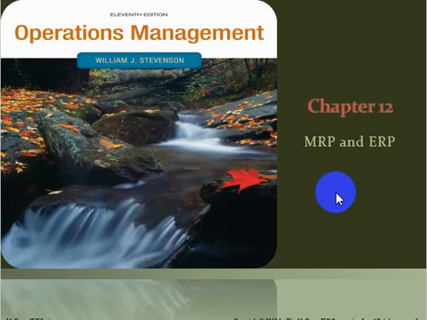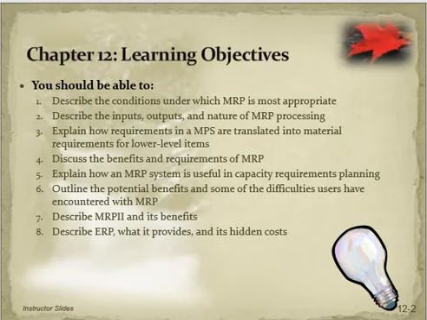Our lecture today will be about material requirement planning, MRP, manufacturing resource planning, and enterprise resource planning. So MRP, material requirement planning, is a planning and scheduling technique used for batch production of assembled items. These are the learning objectives. You need to go through these learning objectives. You should be able to understand and describe each learning objective.